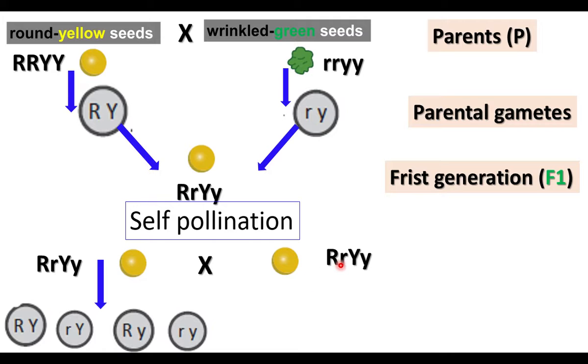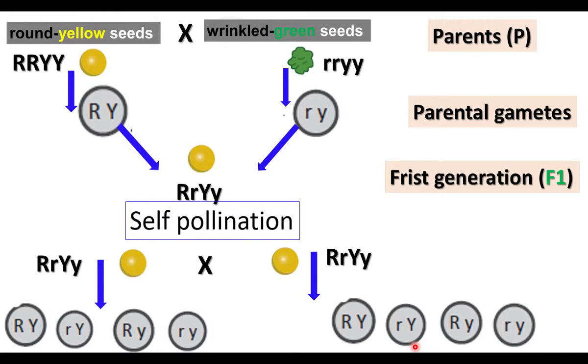And this F1 plant also produces 4 different kinds of gametes. Capital R, capital Y, small r, capital Y, capital R, small y, small r, small y. And fertilization between these 4 into 4 gametes. One plant produces 4 types, another plant the same 4 types. After fertilization, 16 possible combinations are formed. How to work out the 16 possible combinations? We can easily work them out by means of a checkerboard.